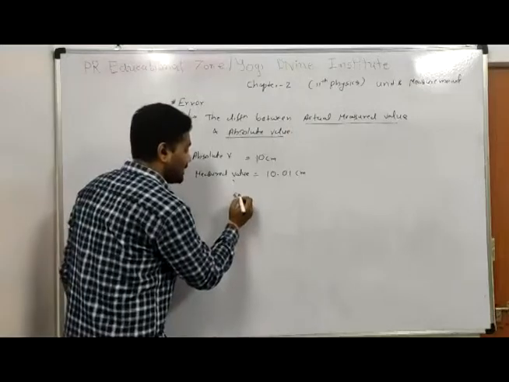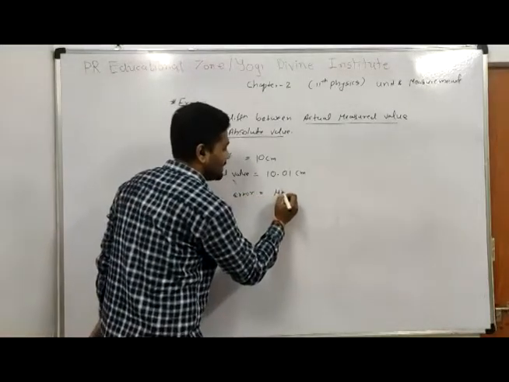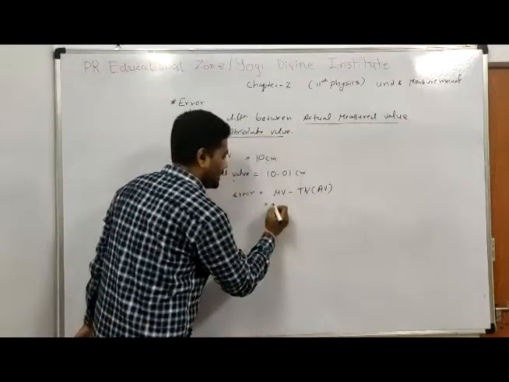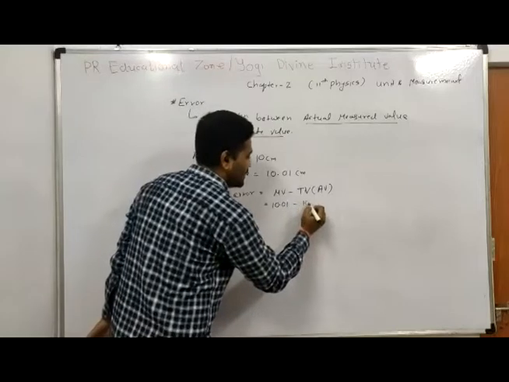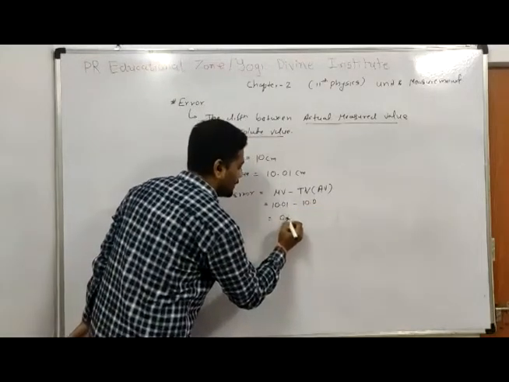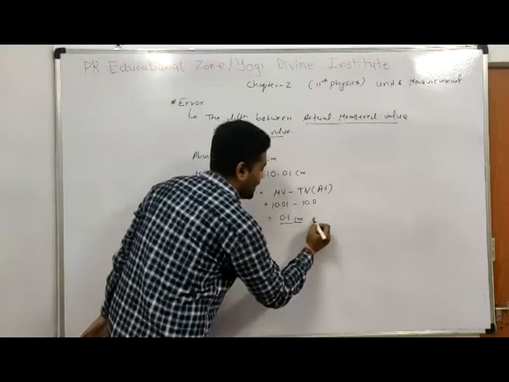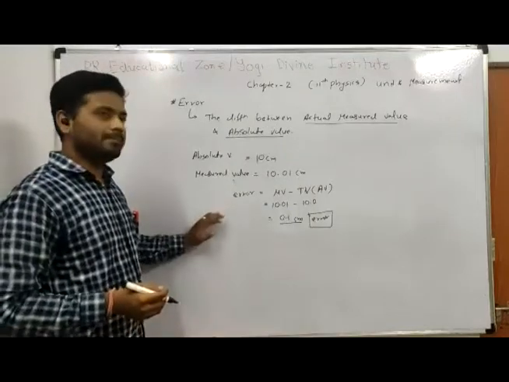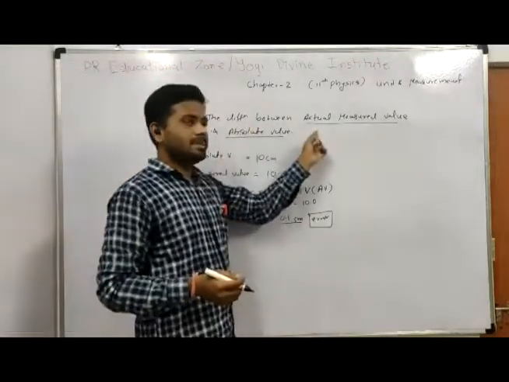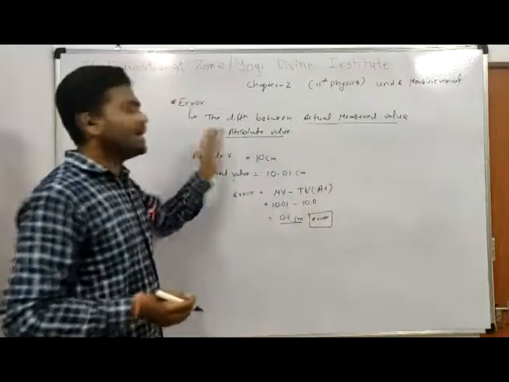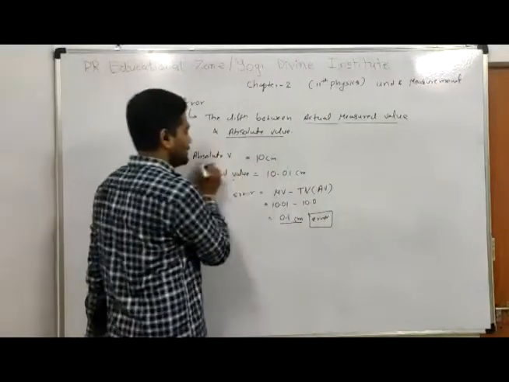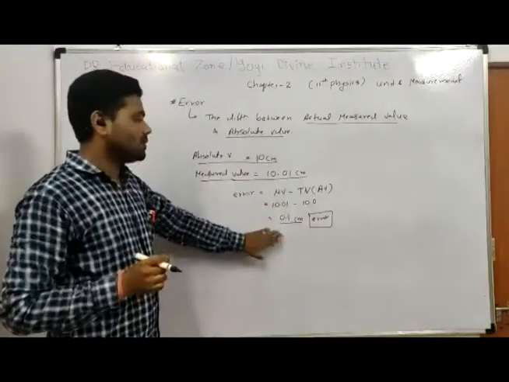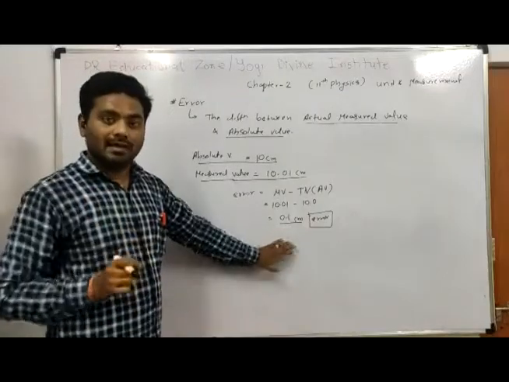So what is the error? The error is the difference between the measured value and the true value, or we can say absolute value. So let's solve it: 10.01 minus 10.0. We are getting 0.01 centimeter as the error. So from this example, the error is defined as the difference between the actual measured value and the absolute value. In this case our absolute value is 10 centimeter and the measured value is 10.01 centimeter, so this is the error.